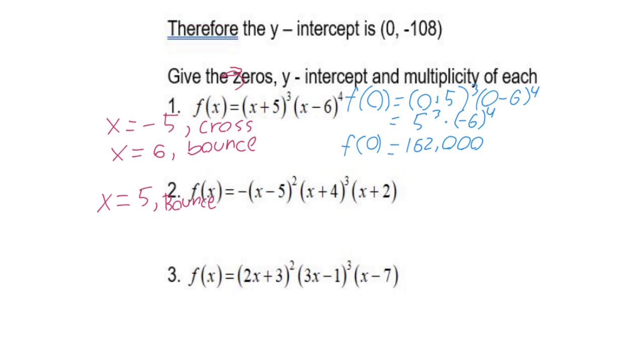Our next one, x equals negative 4. We've got an exponent of a 3, so that's going to be a cross. Last one, x plus 2 equals 0, therefore x is equal to negative 2. That has an exponent to the first power, even though it's not shown. Anything that's not shown, we could assume to be a 1. That's going to be a cross as well.